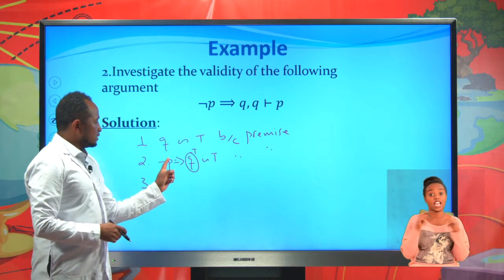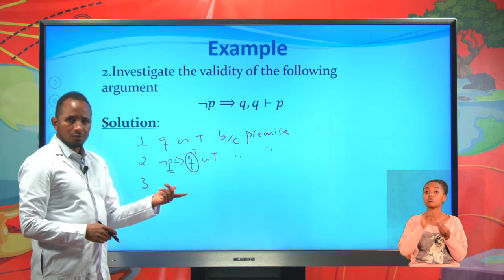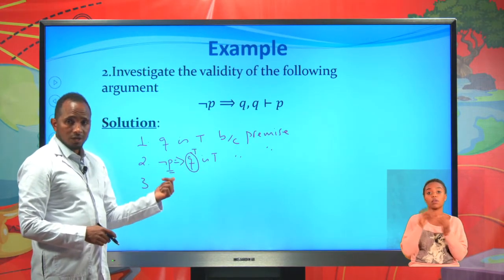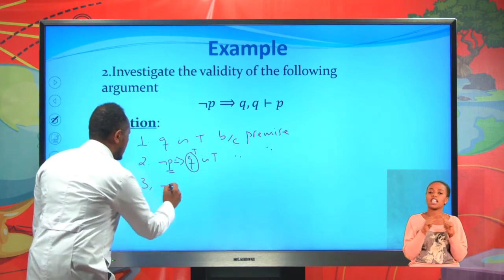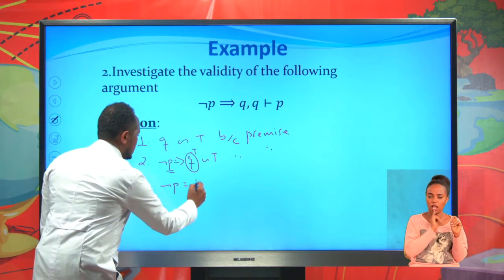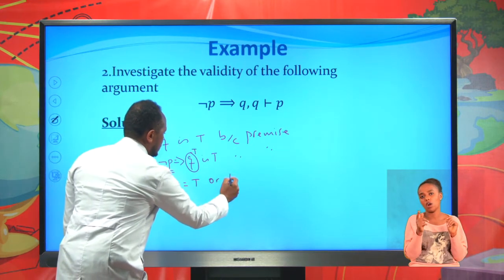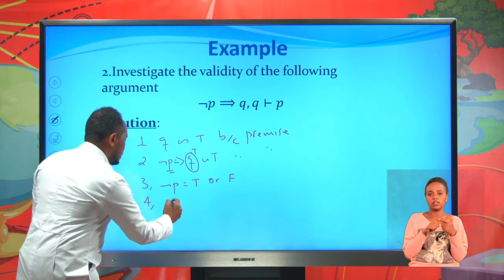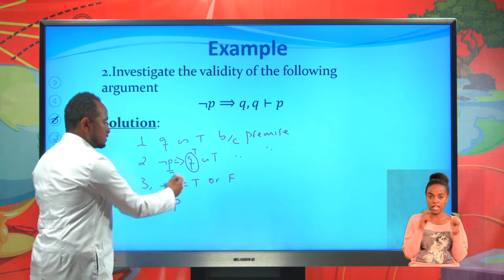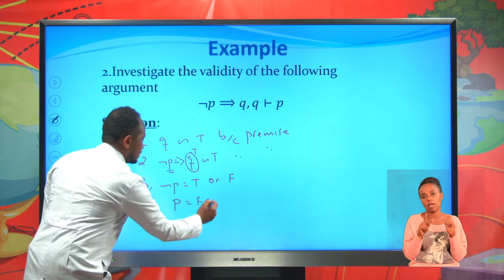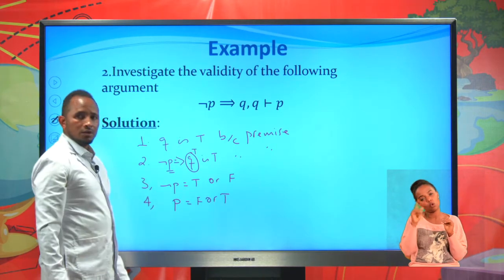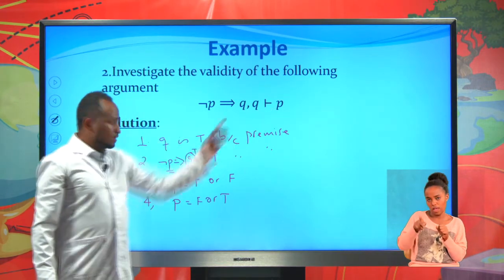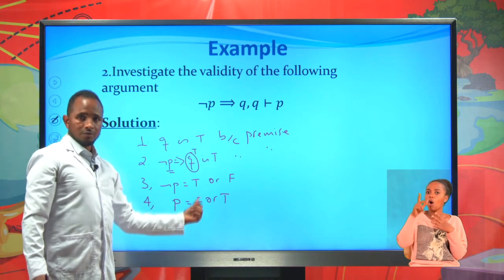If the negation of P is true, true implies true, it gives you true. It can be true. If negation of P is false, false implies true, it gives you true. So here, negation of P is true or it can also be false. Therefore, negation of P is true means P is false or true. Therefore, our conclusion is P. P is not true only, it can be also false.